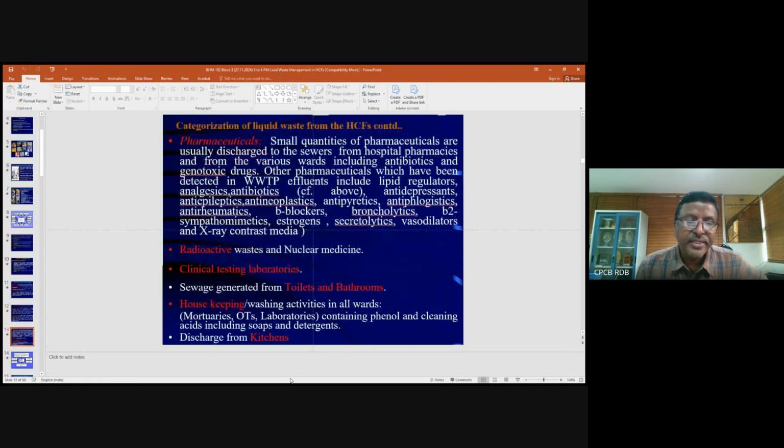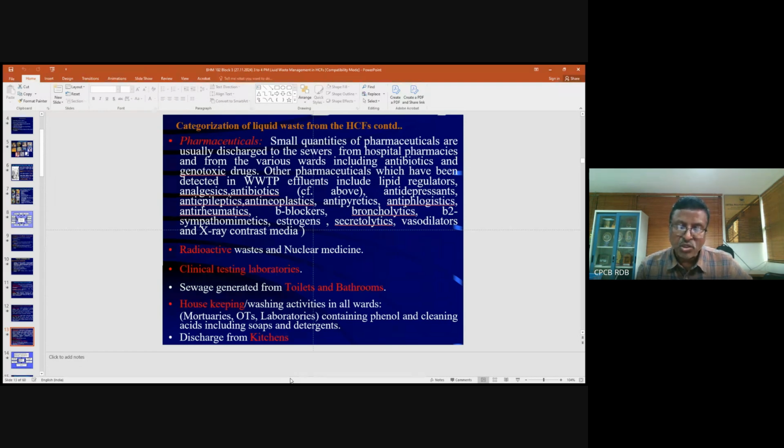Apart from this, we already discussed that small quantities of pharmaceuticals are usually discharged into sewers from hospitals, the pharmacies, and various wards, including antibiotics and genotoxic drugs. Other pharmaceuticals detected in wastewater plant effluents include lipid regulators, analgesics, antibiotics, etc. These are the pharmaceuticals expected in the wastewater generated from hospitals. Radioactive waste and nuclear medicines are also possible, as is wastewater from clinical testing laboratories.